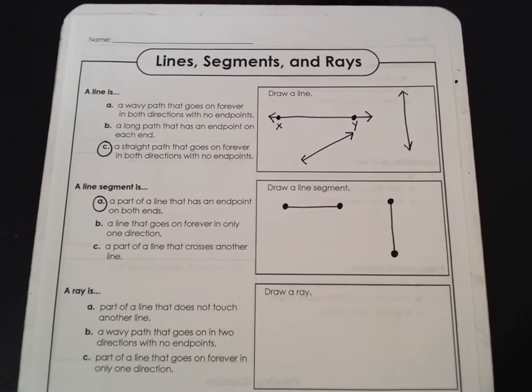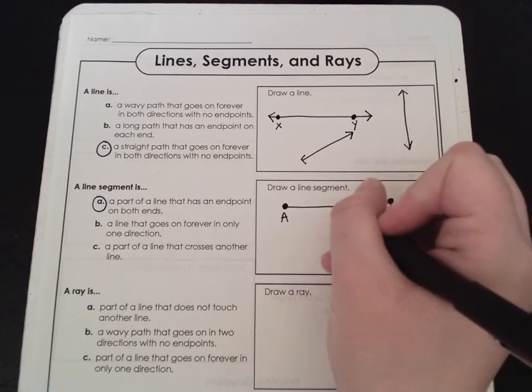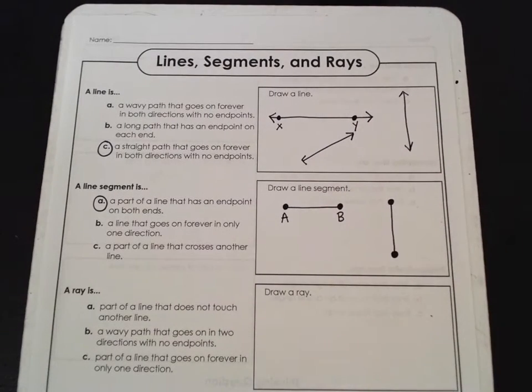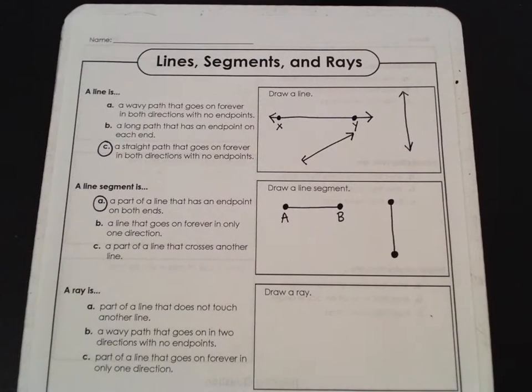And if you wanted to label those endpoints, you would just use a capital letter. So that would be line segment AB. But again, we'll get to more of that notation in the next video. This is just showing you what they look like.